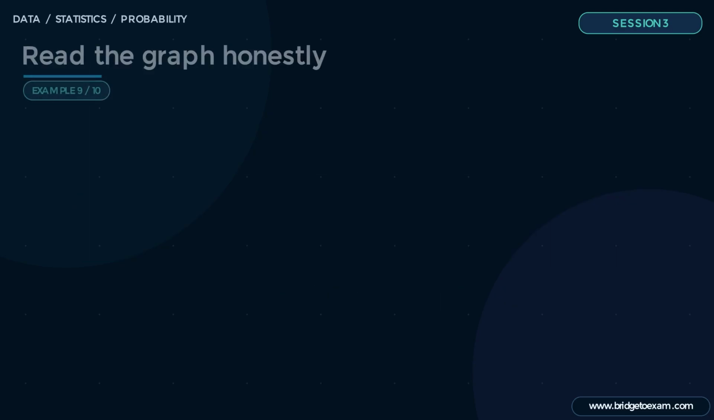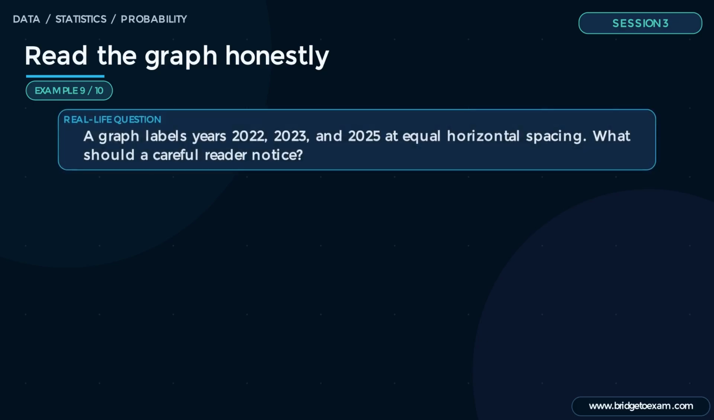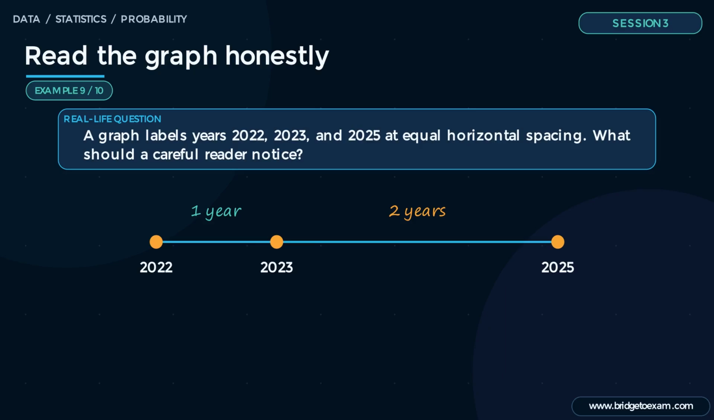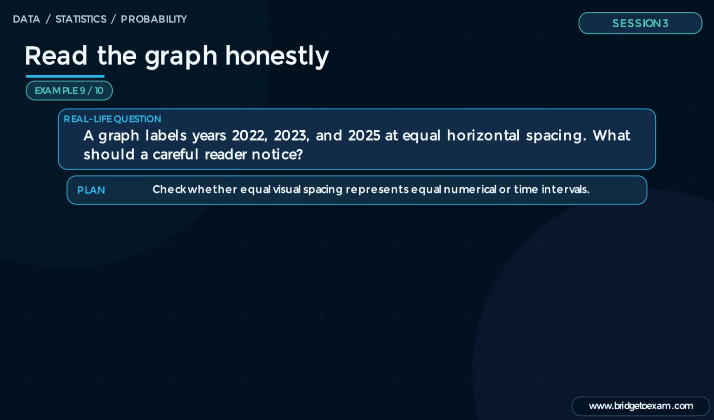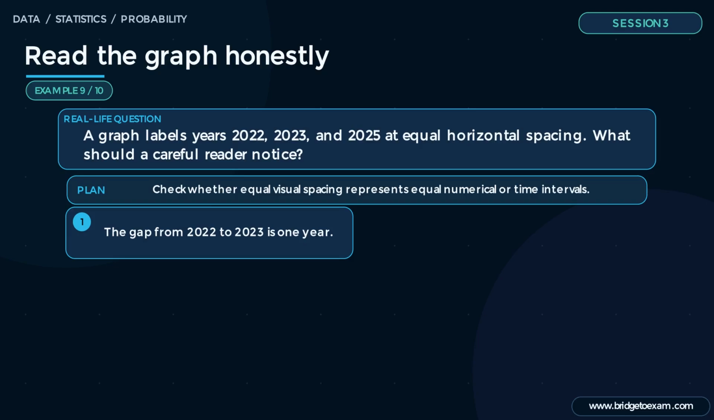Example 9. A graph labels years 2022, 2023, and 2025 at equal horizontal spacing. What should a careful reader notice? Plan. Check whether equal visual spacing represents equal numerical or time intervals. Step 1. The gap from 2022 to 2023 is 1 year. Step 2. The gap from 2023 to 2025 is 2 years.